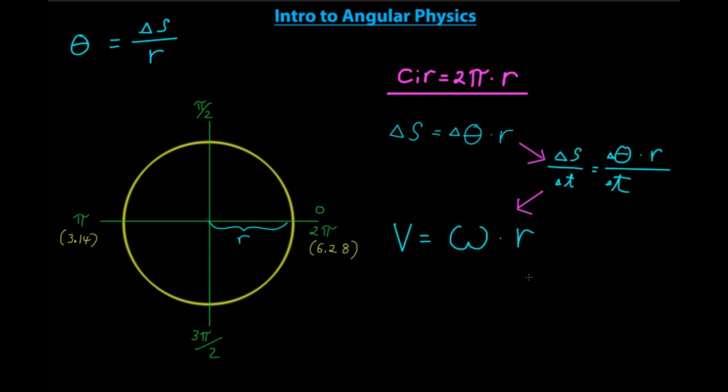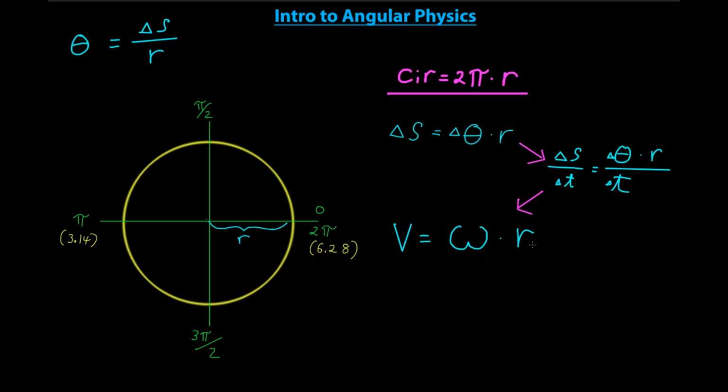If you've noticed by now, velocity is all over physics. There's initial velocity, there's final velocity, there's average velocity, there's change in velocity. The same is true for angular velocity. There's initial angular velocity, final angular velocity, average angular velocity, change in angular velocity, same thing.